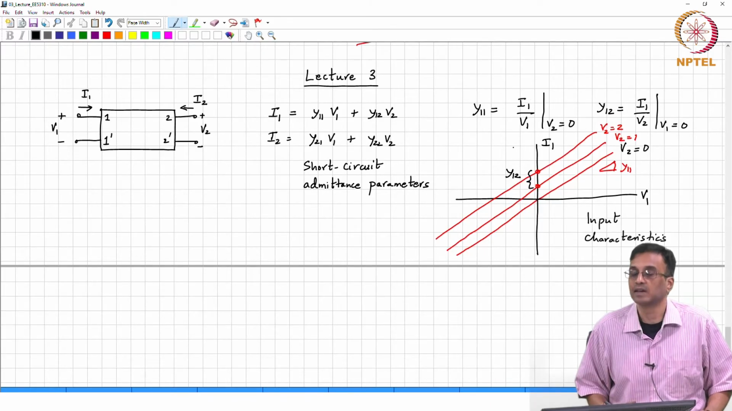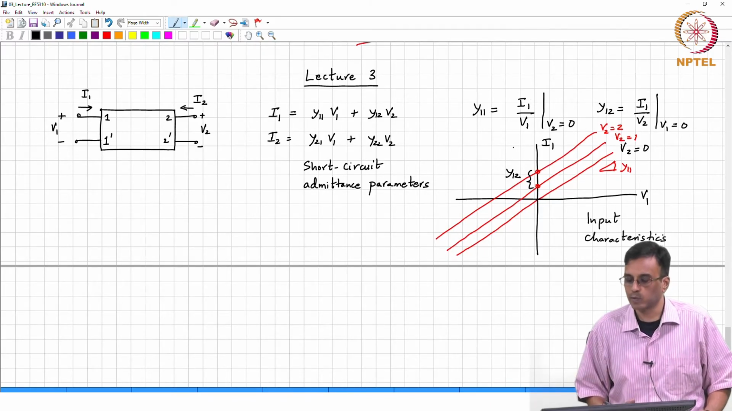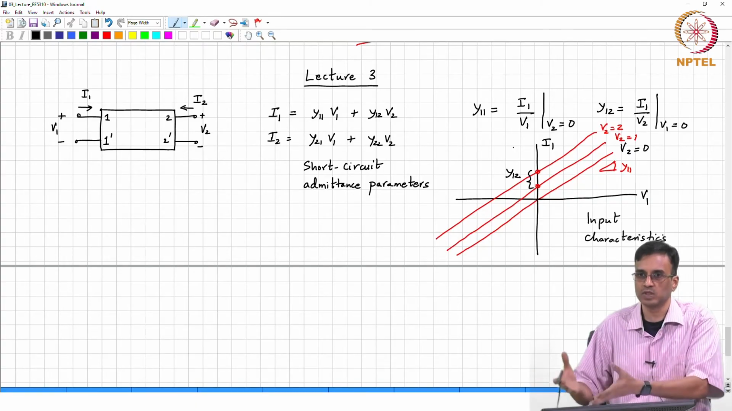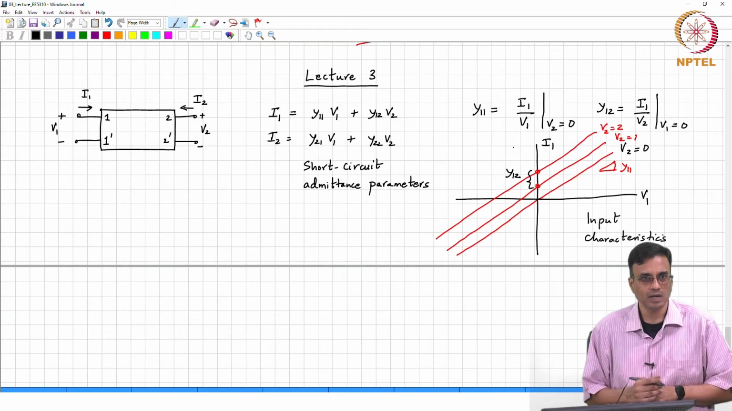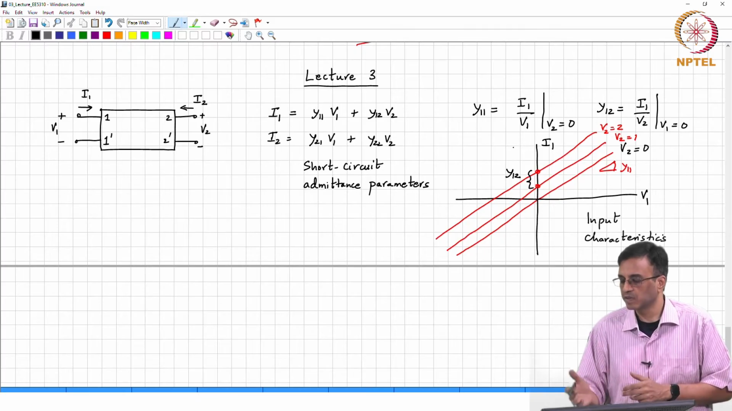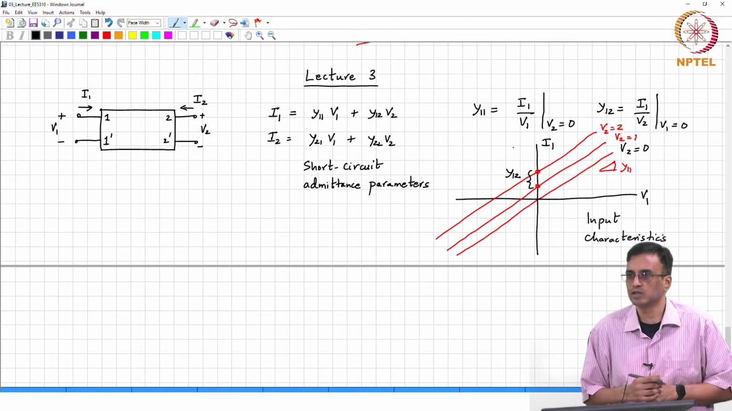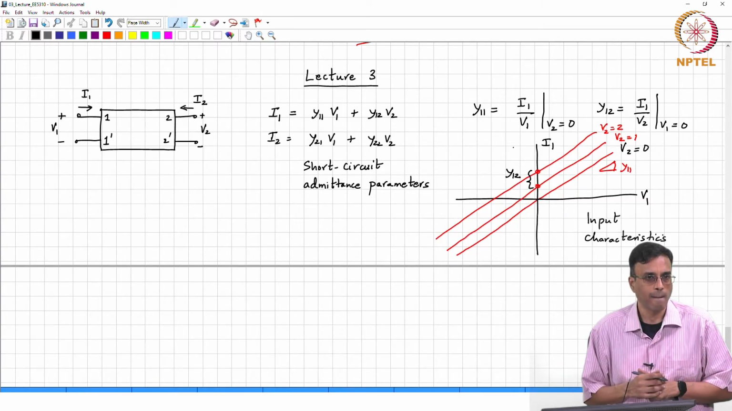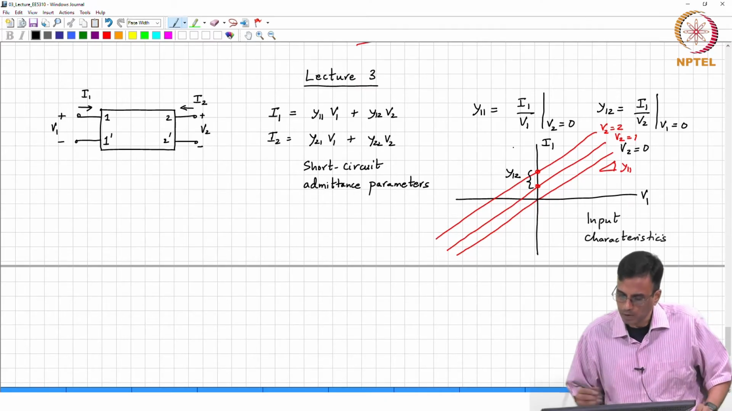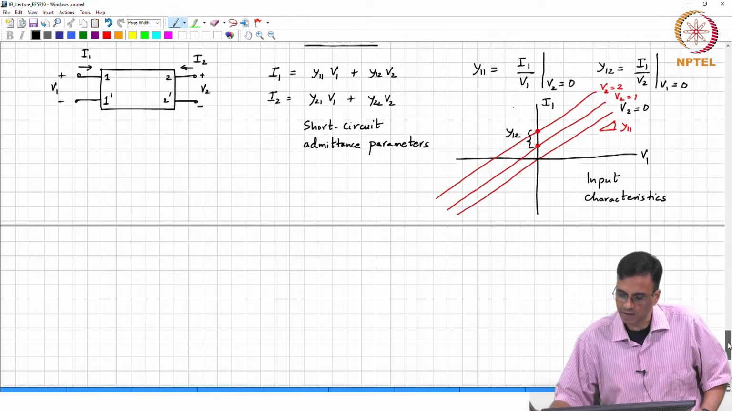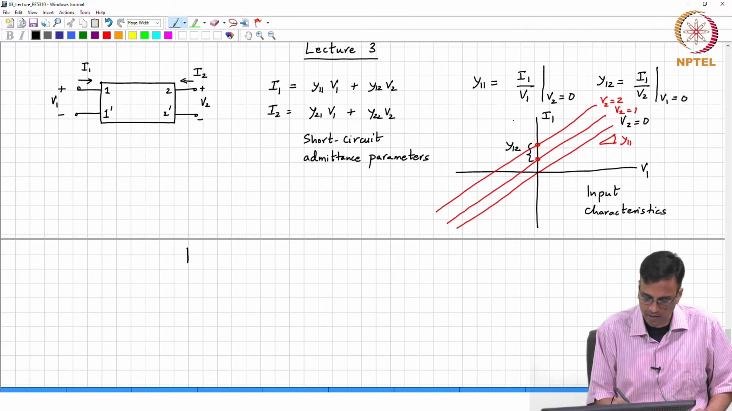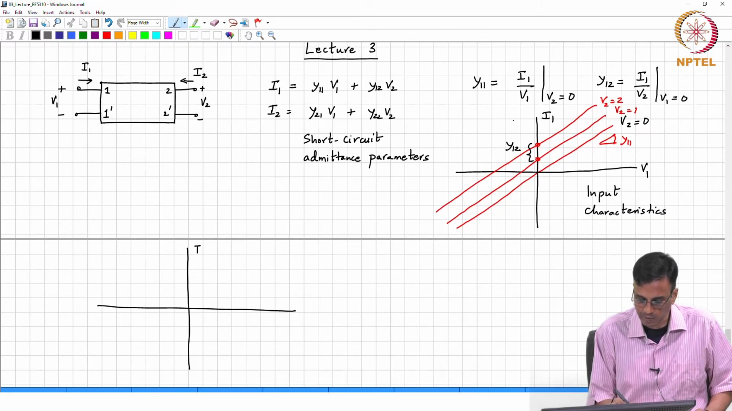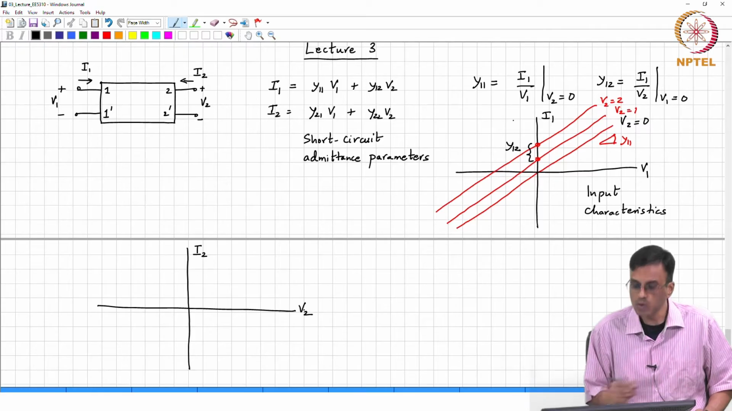So in other words, rather than giving out y11, y12, y21 and y22, we might as well supply the user with this picture. From the input characteristics, what all can the user infer? y11 and y12. Now the obvious thing is, what other characteristics do we need to draw? Analogously we have the output characteristics, where we plot I2 versus V2 for different values of V1.